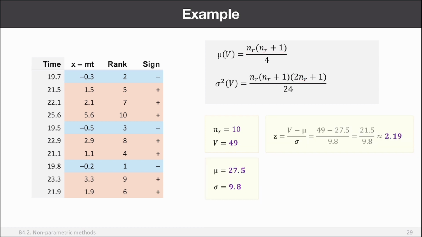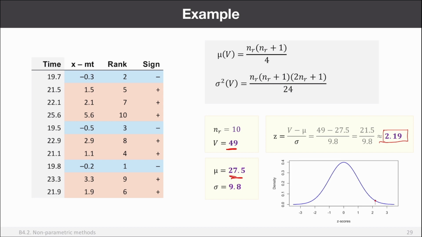First, we compute the z-score: how many standard errors we have between the observed V value and the expected V value, which is in our case 27.5. And then you can see it's 2.2 standard errors approximately. Because it's a one-tail test, it's a right-tail test, right? You remember our null hypothesis is that the median should be below or equal to 20, right? So this is the right-tail test.